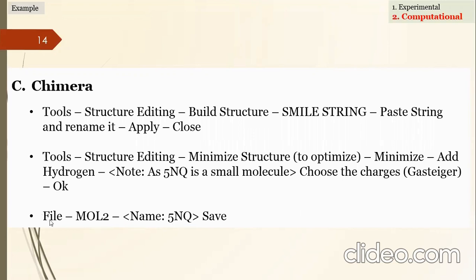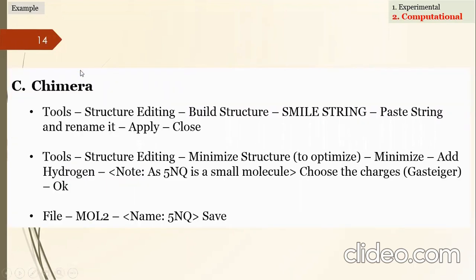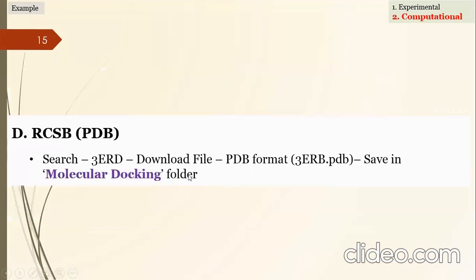So then after that, click File, Mol2, name it 5NQ, and then save. For the protein, this was for the ligand. Now for the protein, there is an example, and that is 3ERD.